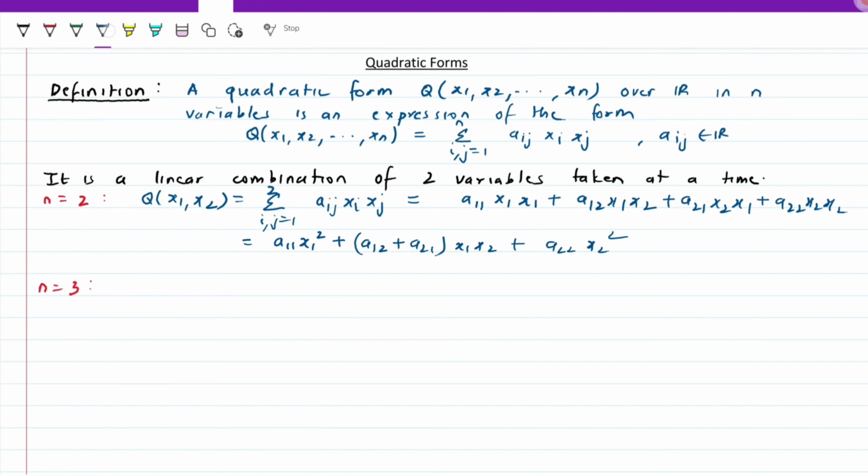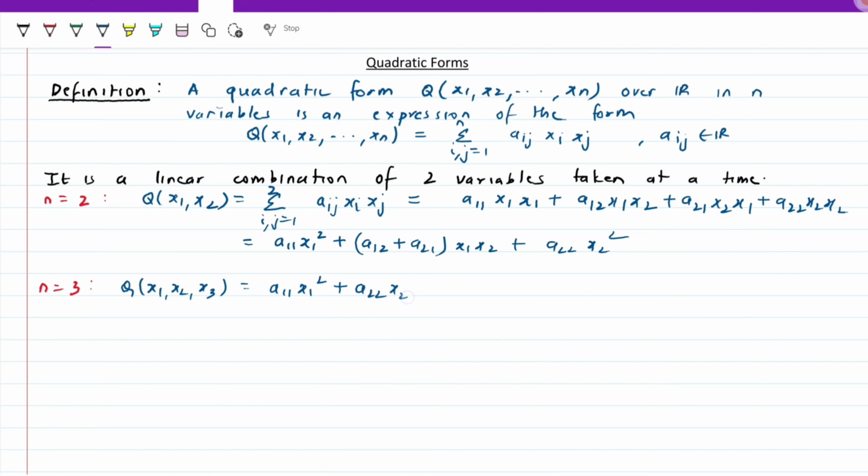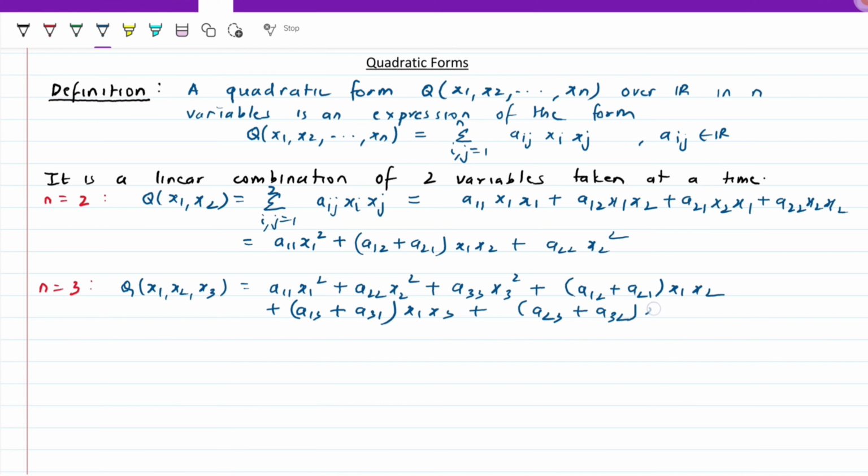For n equal to 3, we have the quadratic form denoted by q of x1, x2, x3, and this is going to be a11 x1 square plus a22 x2 square plus a33 x3 square plus (a12 plus a21) into x1 x2 plus (a13 plus a31) into x1 x3, and lastly we will have (a23 plus a32) into x2 x3. So this is the general quadratic form for n equal to 2 and n equal to 3.